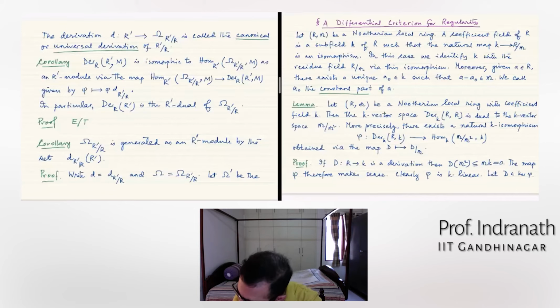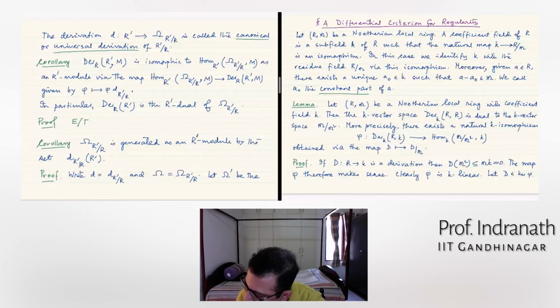Okay. So if D from R to K is a derivation, then D(M²) is contained in M·K, and that is 0. Okay, because you have the derivations over k, etc. So these things should follow. And then the map phi therefore makes sense. So the map phi makes sense means what? When you are restricting D to M, your question is whether you have a k-linear map from M/M² to k, right? So since D is vanishing on M², it gives rise to a k-linear map.